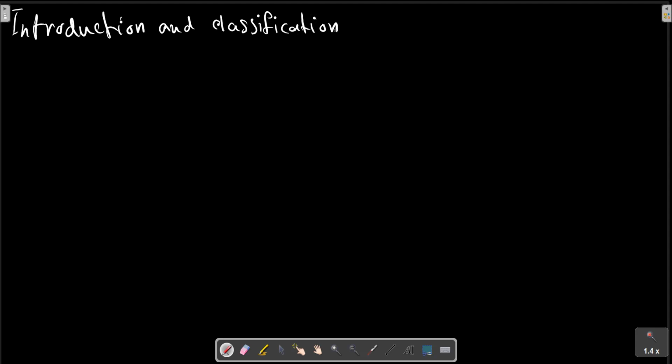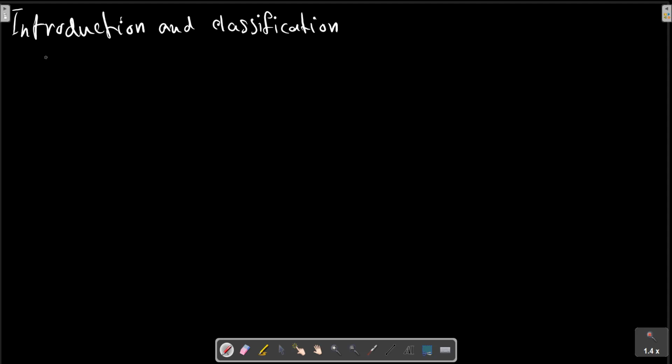Introduction and classification. Turbo machines divide naturally into those that add energy and those that extract energy, as previously in the motivation part.